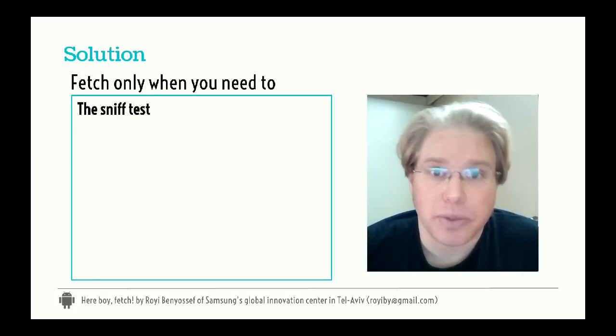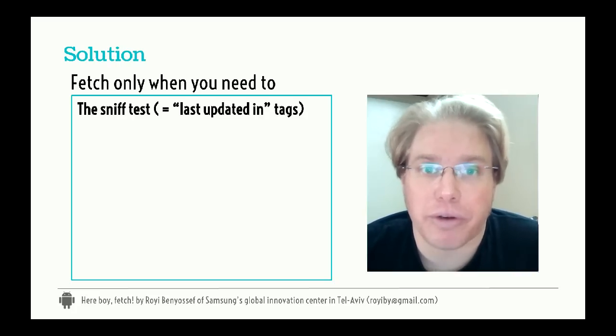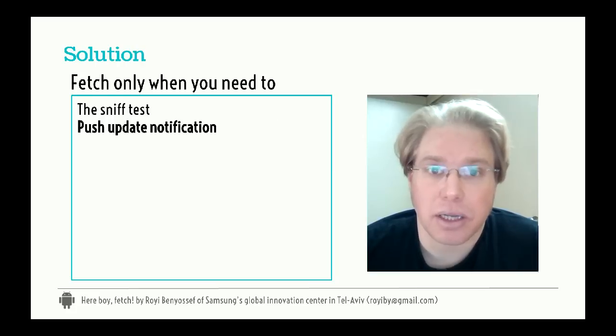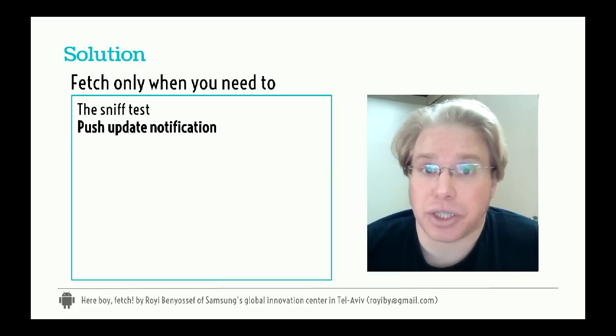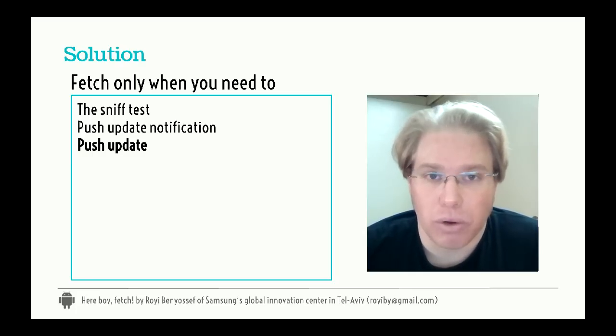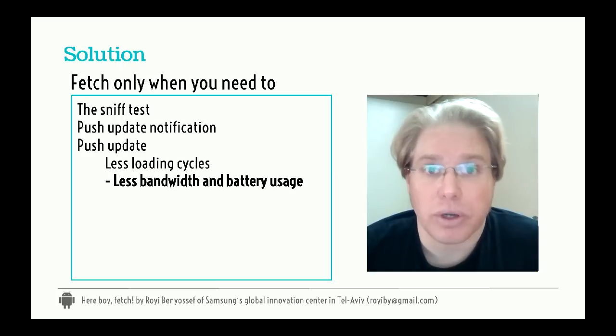Here's what you should do. First and foremost, don't fetch on a whim, only when something's changed, either by a sniff test, where you fetch a small record with one field with the last updated time and see if it's newer than the one you have. You can even use Google Cloud Messaging upward push for that. You can also push notification that a change happened from the backend using Google Cloud Messaging or any other service. Or if it's small enough, you can push the whole thing. So you'll do less loading cycles for the user to wait for, and you'll use less connectivity and battery.